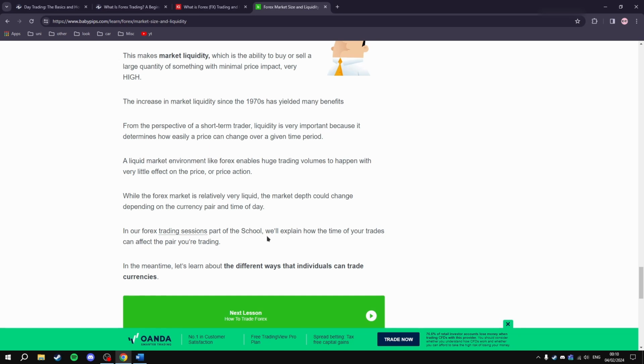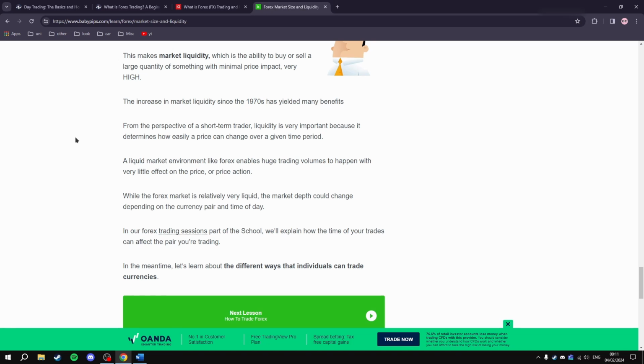The increase in market liquidity since the 1970s has yielded many benefits. From the perspective of a short-term trader, liquidity is very important because it determines how easily a price can change over a given time period. A liquid market environment like Forex enables huge trading volumes to happen with very little effect on the price or price action.